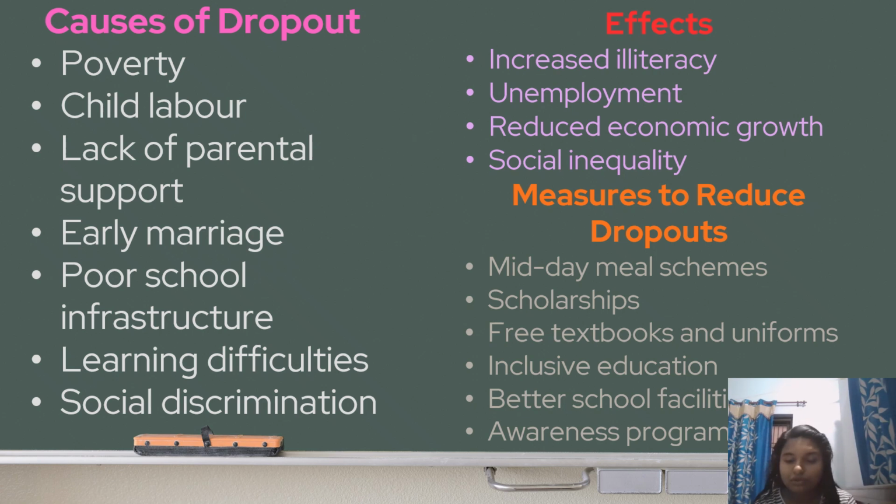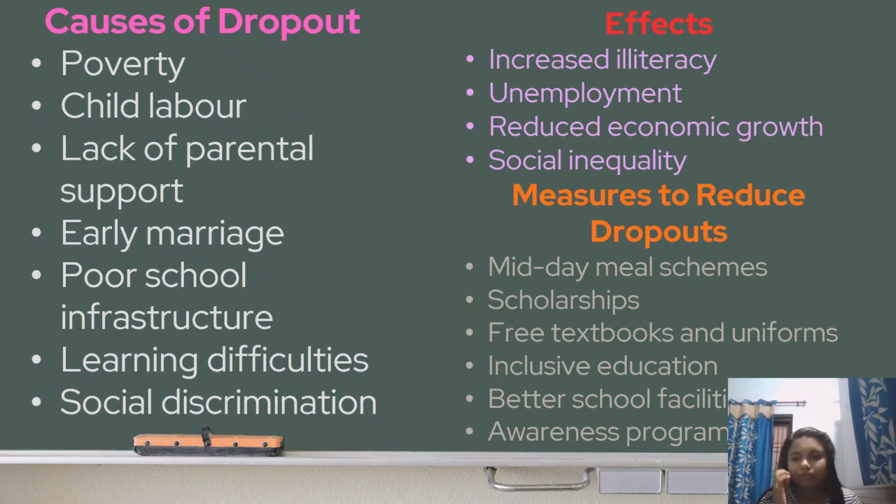Then how to reduce this dropout? The first cause of dropout is poverty. If we provide food in the school, that may motivate the child to attend class. One meal per day we will get from the school, so the child will attend school. So the midday meal scheme is there. They are also providing scholarships for students who are from backward social structures, or who are not getting parental support for studies.